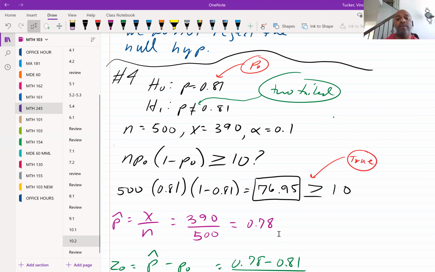All right, so p is equal to 0.81 as our null hypothesis, and the alternative hypothesis is not equal to 0.81, so that means it's going to be two-tailed. n is equal to 500, x equal to 390, and alpha is 0.1. So they ask us, does this scenario meet that initial condition, n times p naught times 1 minus p naught greater than or equal to 10? And so all you would do is throw that in the calculator. So I did here, and that gave me 76.95, which is greater than or equal to 10. So we're good to go.